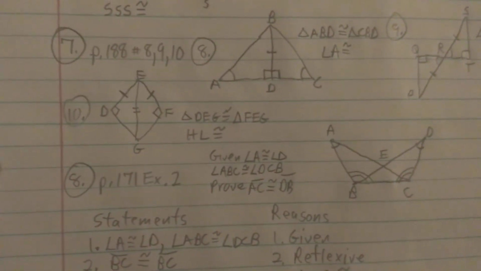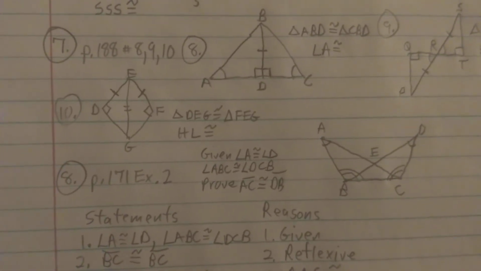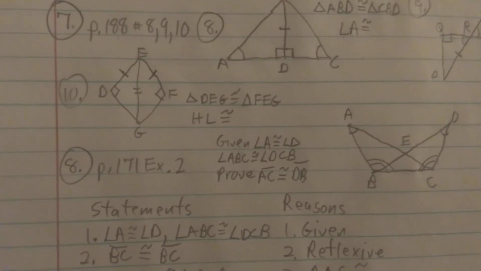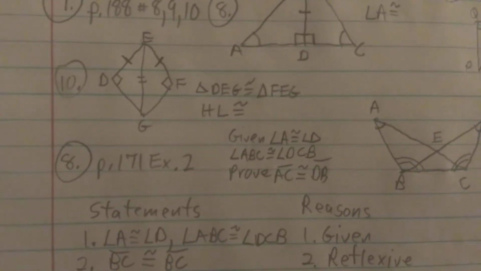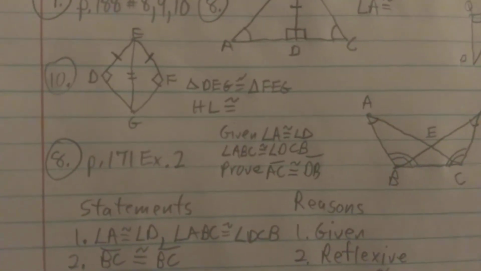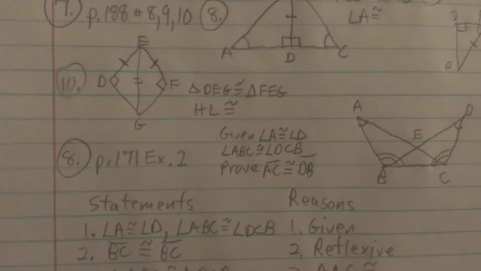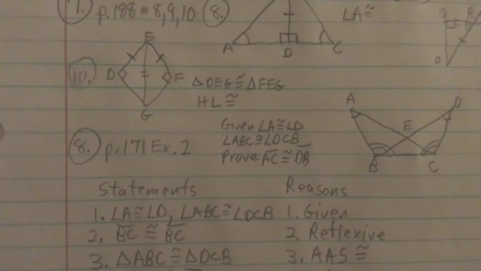And for 10, we have angles D and F being right angles, and DE is congruent to EF, and EG is congruent to itself. EG is the hypotenuse, and DE and EF are legs. So we have, by right triangle congruence, triangle DEG is congruent to triangle FEG by hypotenuse leg congruence.